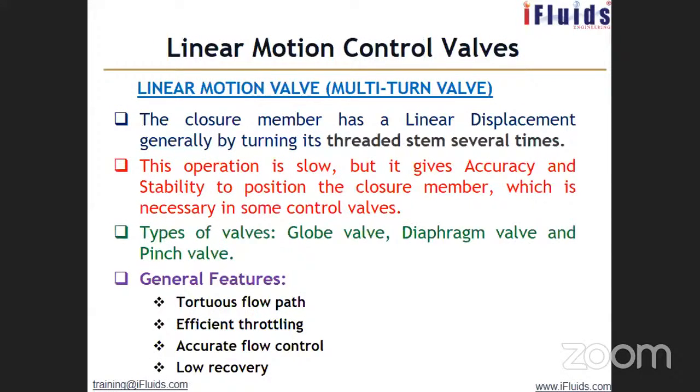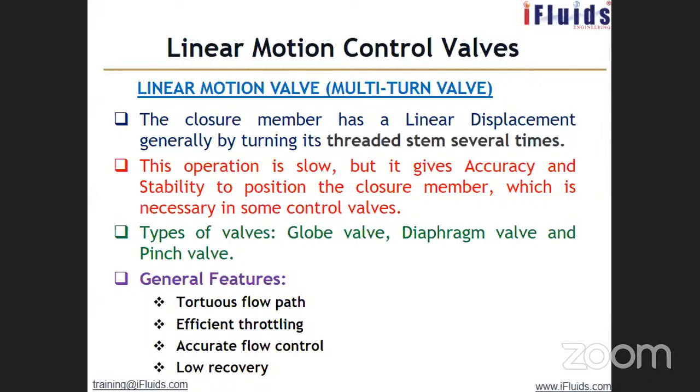So linear motion valve is a multi-turn valve. The closure member has a linear displacement. It moves upward or downward, and these are all operated through a threaded system. The operation is slow, but it gives accuracy and stability to position the closure member. The closing member will be moving a little bit slow, but it gives accuracy in the control, and also it gives a stable operation.